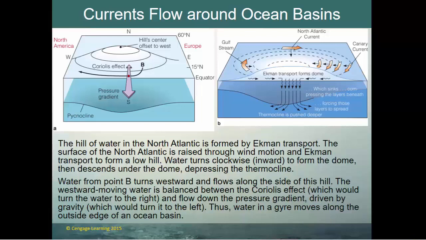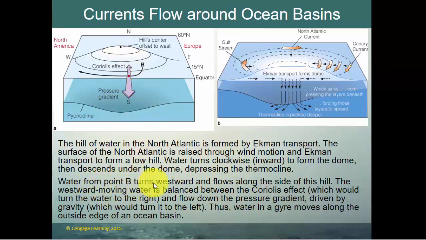That gravity-powered movement of water down the pressure gradient occurs because this Ekman spiraling causes water to pile up in the center of the gyre, and so water wants to flow downhill off that pile. There is a hill of water in each ocean basin. There's a hill of water in the North Atlantic formed by the Ekman transport. The surface of the North Atlantic is raised through wind motion and Ekman transport to form a low hill. So water turns clockwise and inward from the dome, then descends under the dome, depressing the thermocline. So you can see it depresses down that thermocline.